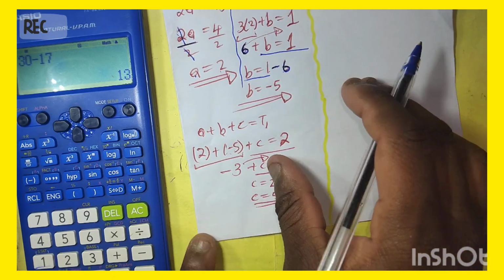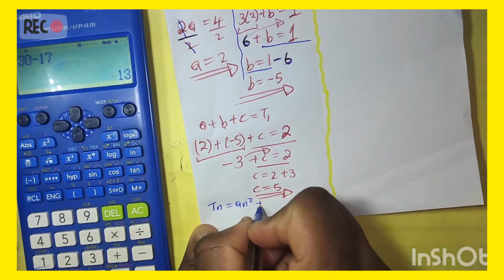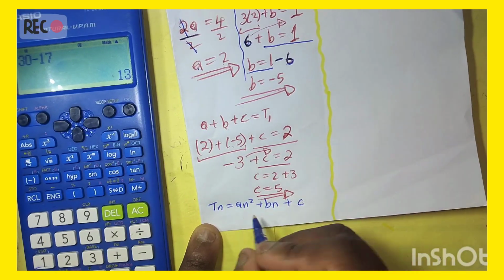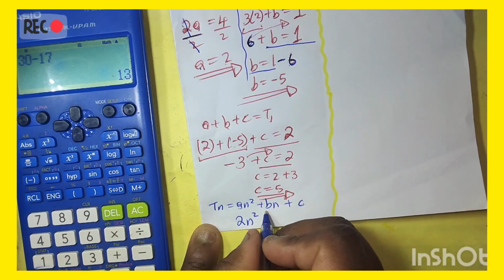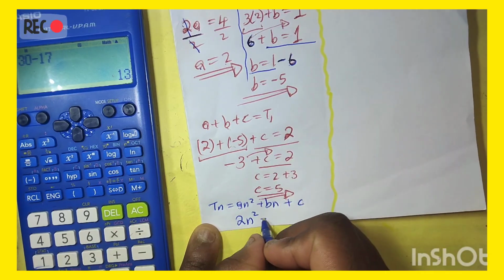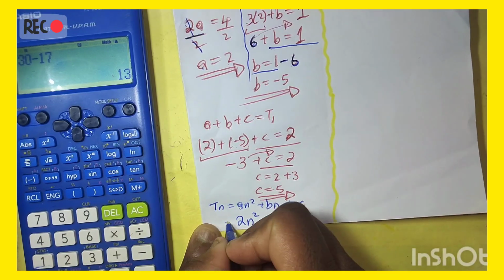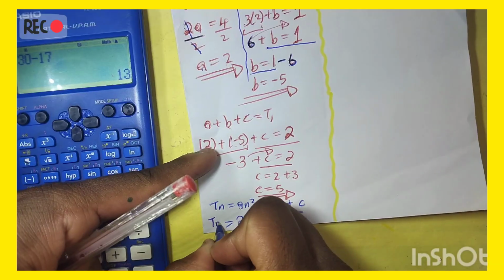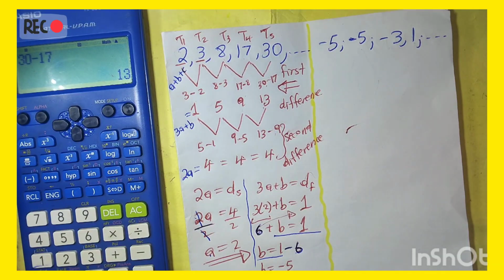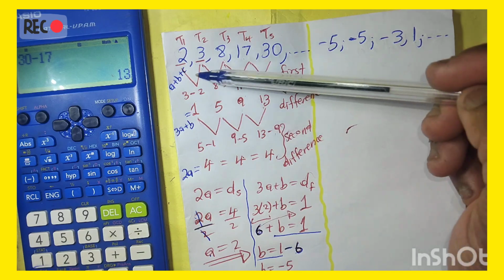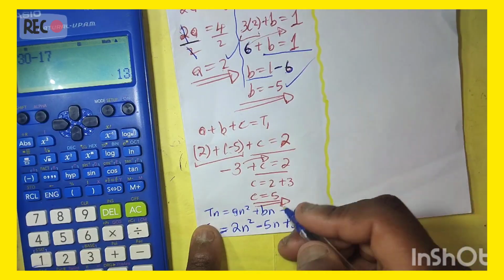So if now I know the values for a, b and c, I'll just go to the main equation, which is an squared plus bn plus c. Where there is a, I'll put 2. And where there is b, I'll put negative 5. Then where there is c, I'll put plus 5. It is what you call the general equation of this sequence. Do you see? This thing is kind of long. The only thing is you should just get 1, 2, 3, 4.